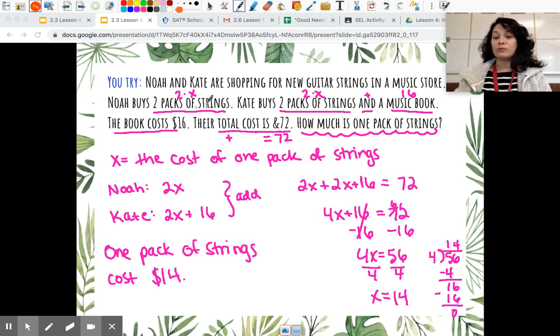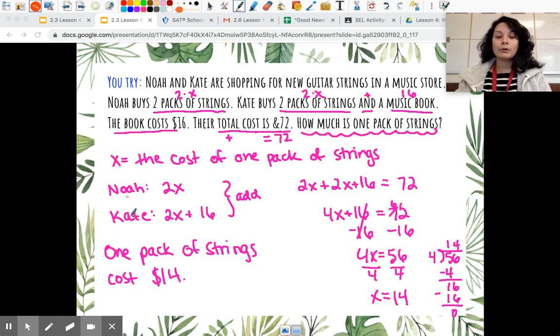So again, if we want to find that total cost, we can do 2 times whatever it costs to buy 1 pack of strings. Kate buys 2 packs of strings, and so we're going to add an additional cost, a music book, which we're told is $16, so plus 16. Their total cost, so total means I'm adding up everything, is 72, so it equals 72. How much is 1 pack of strings? So that's what I define my variable as. x equals the cost of 1 pack of strings.